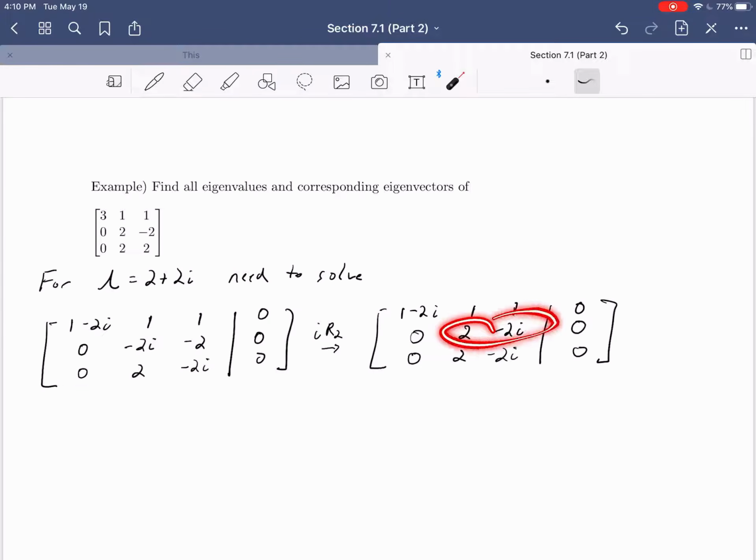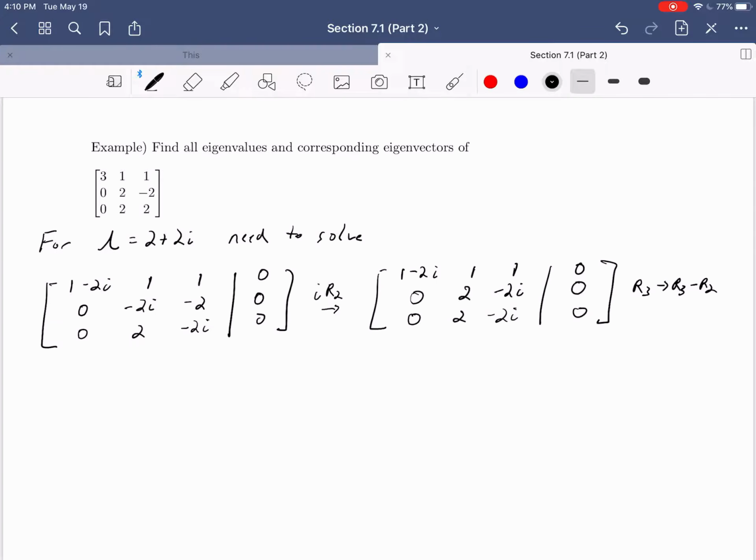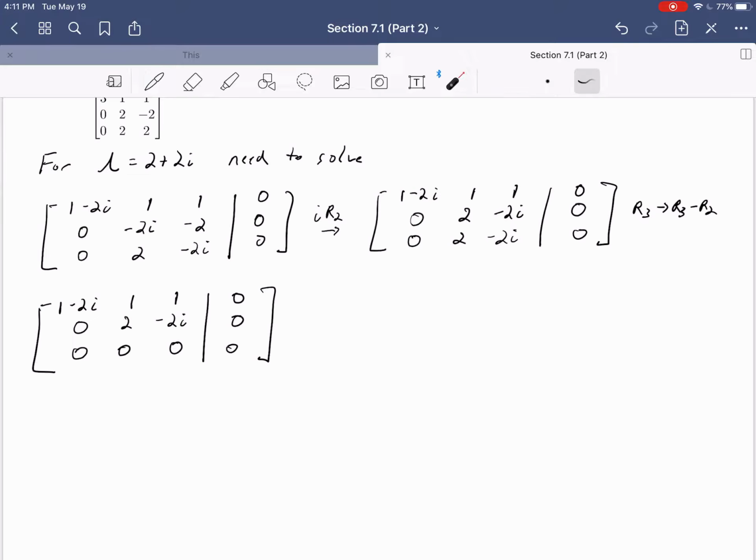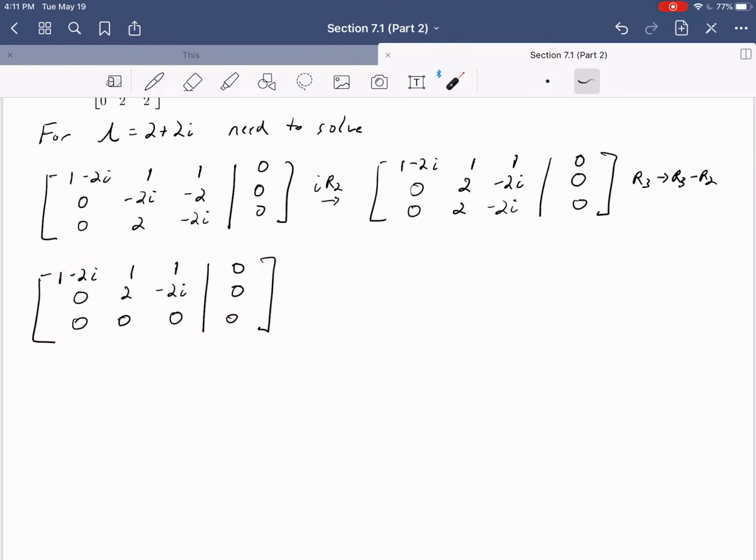Now we can use this to clear this out. So let's replace row 3 with row 3 minus row 2. And it looks like we should get 1 minus 2i, 1, 1, 0, then 0, 2, minus 2i, 0, and then 0, 0, 0, and 0 there. Okay, so there we go. Now we're ready to go ahead and solve this.